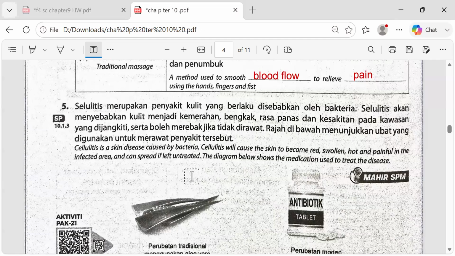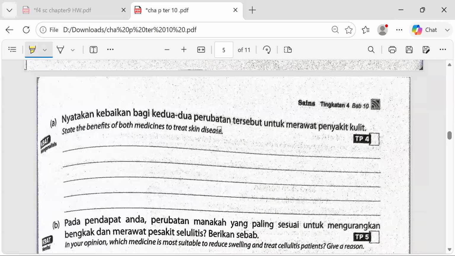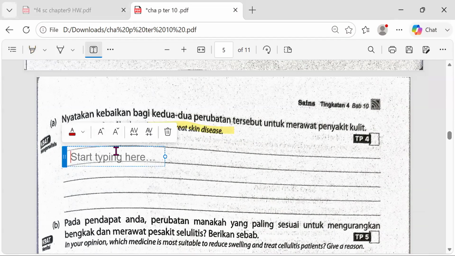Cellulitis is a skin disease caused by bacteria. Cellulitis will cause the skin to become red, swollen, hot, and painful in the affected area. Show the medicine used to treat the disease. State the benefits of both medicines. How are antibiotics good? Antibiotics will kill the bacteria that cause the disease. And how is aloe vera good? Aloe vera will soothe the skin.